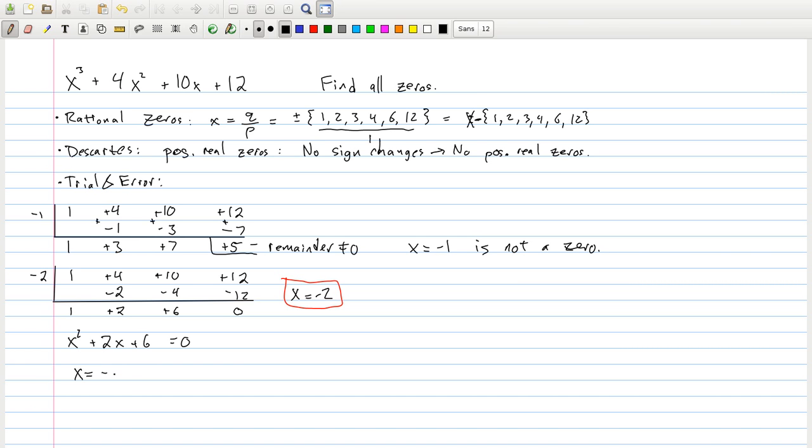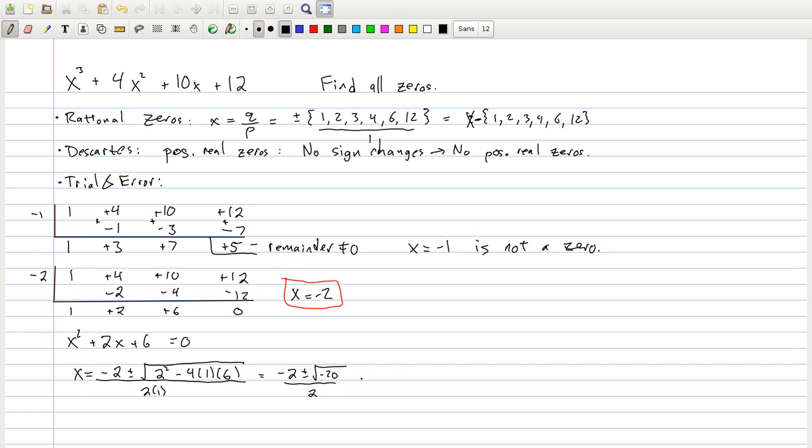This is x equals -b, or b in this case is 2, plus or minus the square root of b squared, which is 2 squared, minus 4 times a times c. A is the coefficient of the x squared term, which is 1, and c is the constant term, which is 6. And this is all divided by 2 times a. If we simplify this, this gives us -2 plus or minus the square root of -20 over 2.